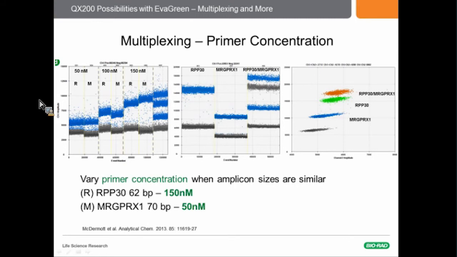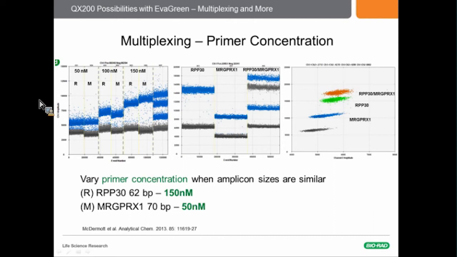Then RPP30 was assayed with 150 nanomolar of primer, whereas only 50 nanomolar primer was used for MRGPRX1. The 1D plot in the middle and the 2D plot on the right show the relative locations of the positive droplets for either assay, separately and then in the same well. Since RPP30 amplified to a greater degree due to higher primer concentration, the amplitude of these droplets is of greater fluorescence. Thus, the two amplicons can be easily differentiated and quantified as separate clusters.